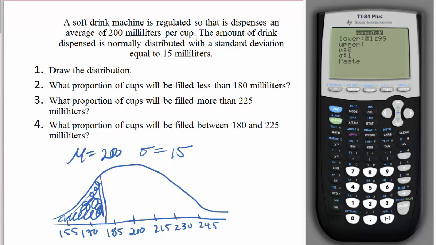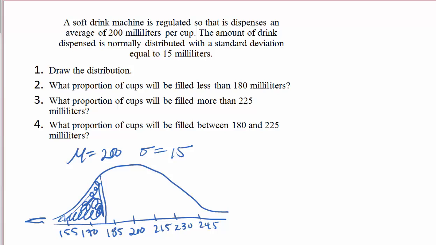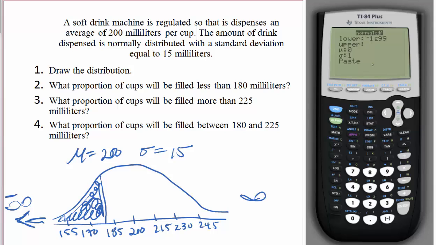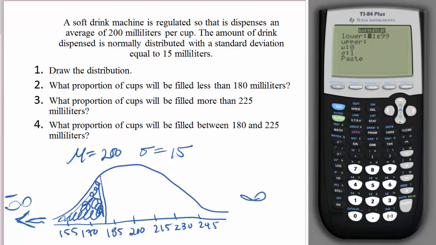Now we want to put in our lower bound. Our lower bound is essentially negative infinity. So if we look down here, this is about negative infinity. All normal distributions go from negative infinity up to positive infinity. So our lower bound is negative infinity. In the calculator, that's going to be negative 1E99. Our upper bound will then be 180.